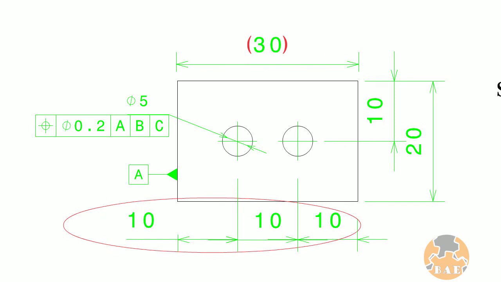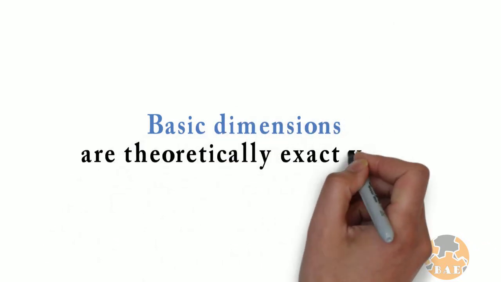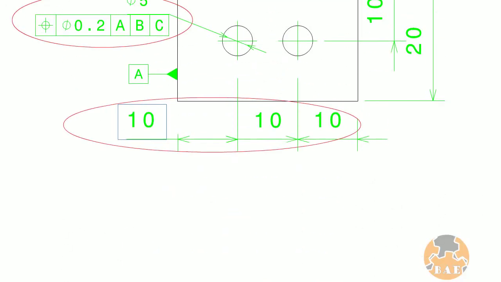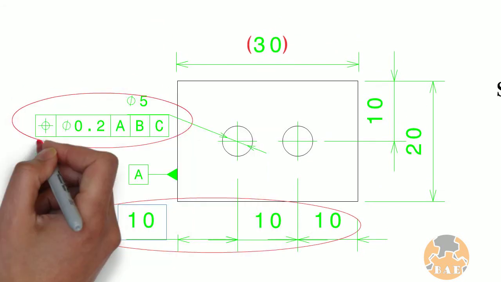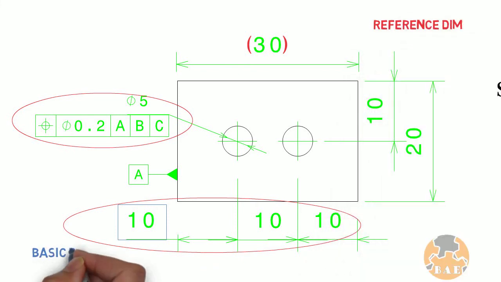Again here we have a feature control frame which shows datum A, B and C. So the dimensions from any of these datums for this feature will be put inside a rectangular frame. We call this dimension a basic dimension. Basic dimensions are theoretically exact values which have tolerance inside a feature control frame. So here the tolerance for this 10 mm is inside the feature control frame. We will repeat again. We show a reference dimension by parentheses and a basic dimension by a rectangular frame.